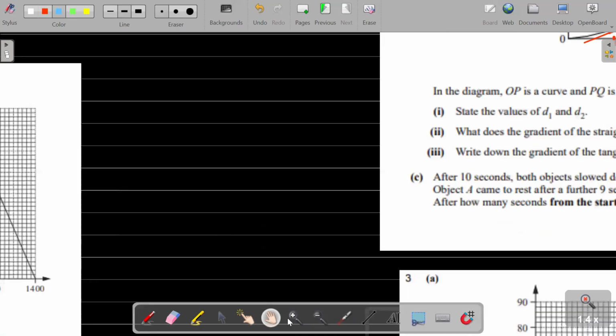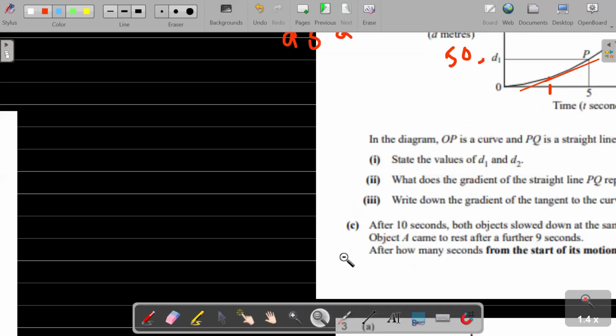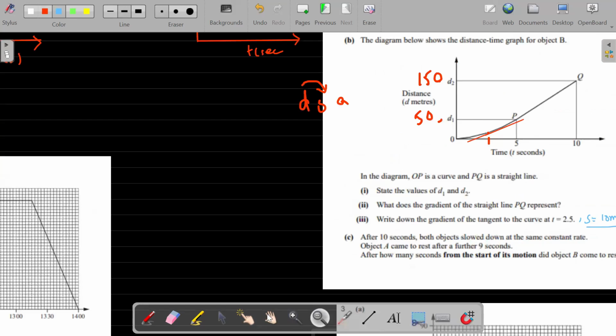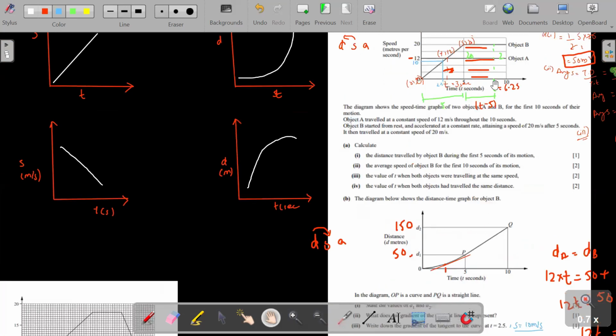Look now, for this part, it says that their rate is the same. They were over here. Both objects slowed down. They both were slowing down after 9 seconds. Object A slowed down after 10 seconds, and it further took 9 seconds to come to rest.